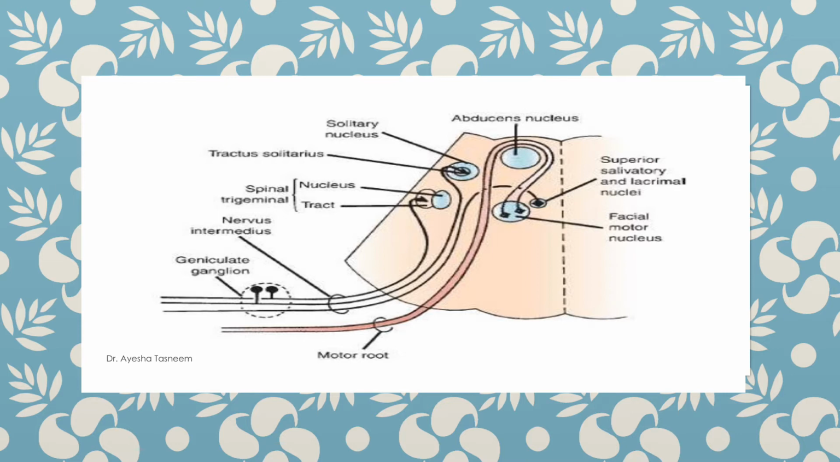And the second is the parasympathetic nuclei. These lie posterolateral to the main motor nucleus, and they are the superior salivatory and lacrimatory nuclei. Here you can see they are present posterolaterally.